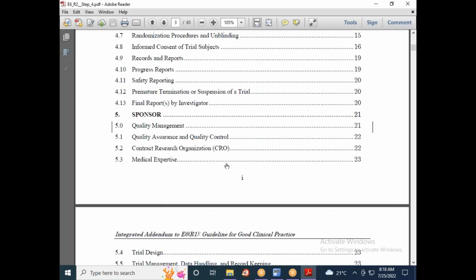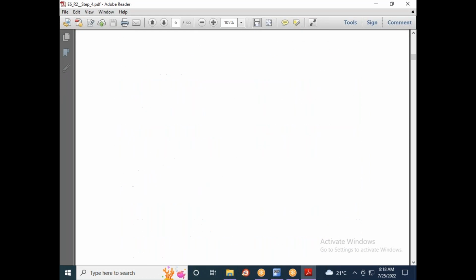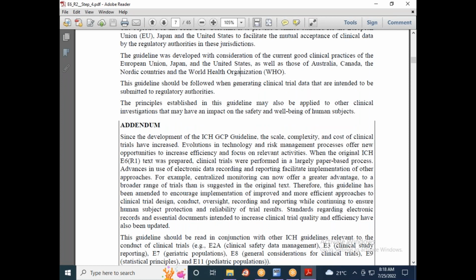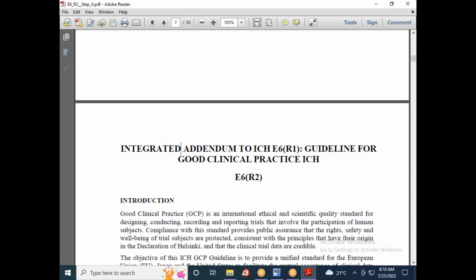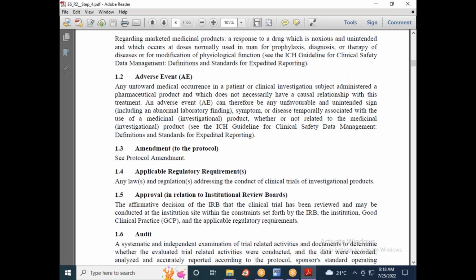Not everyone knows everything, even B Farm guys do not know what a CRO is. CRO stands for Contract Research Organization. It is not Clinical Research Organization. Sorry, sir. Okay, no problem.